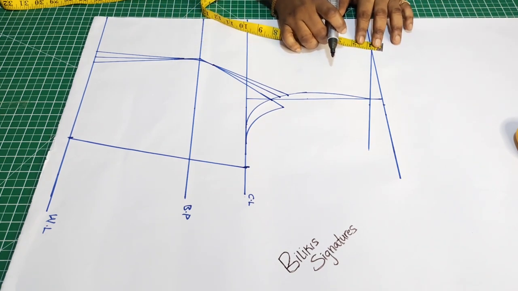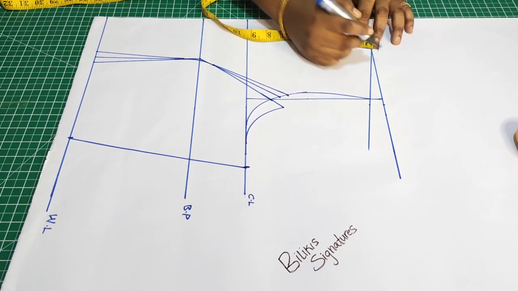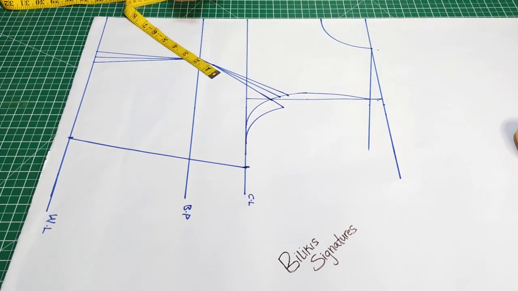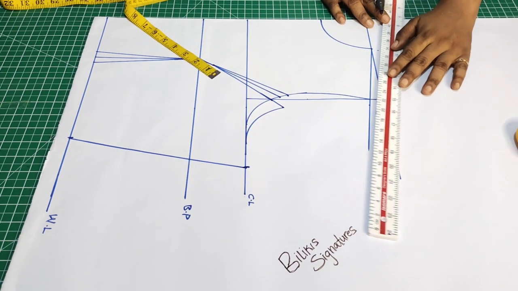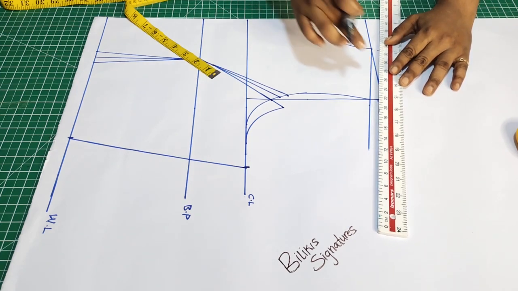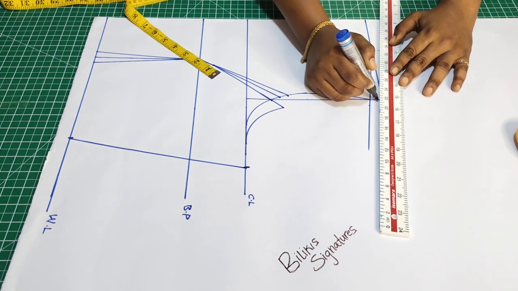Then don't forget to add 1/2 inch shoulder seam allowance. When you're making a nice blouse, I will advise you to expand your neckline. You can make it 4 inches by 5 or 5 inches by 3, depending on your choice.